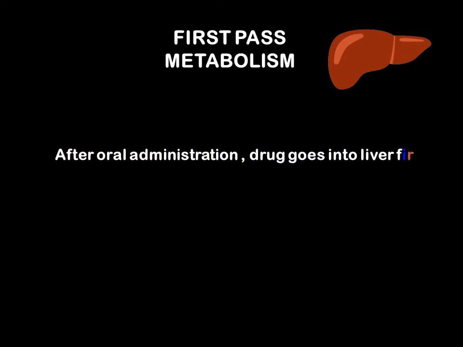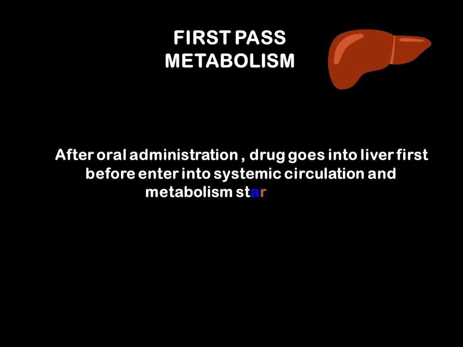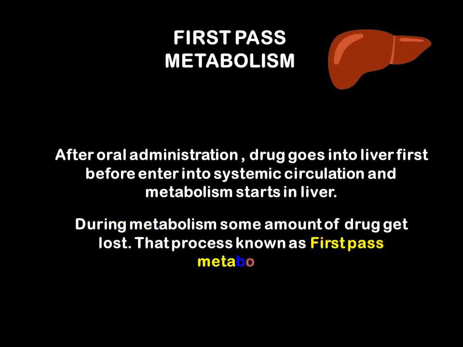So after oral administration, the drug goes into the liver first before entering the systemic circulation, and inside the liver metabolism starts. Because of the metabolism, some amount of drug gets lost. That process is known as first pass metabolism. We consider it a loss, a phenomenon in which the drug converts into the inactive form.